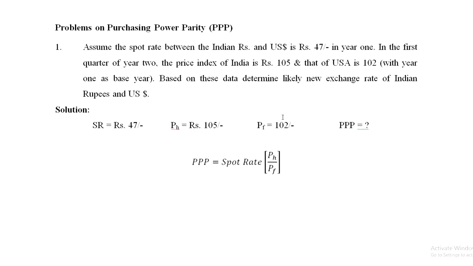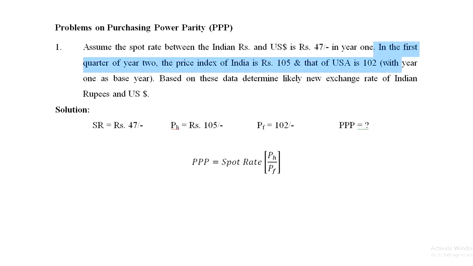Okay. Coming to the problems on purchasing power parity, the first one is: assume that the spot rate between the Indian rupee and US dollar is 47 in year 1, right? Spot rate between Indian rupees and US dollars is rupees 47 in year 1, which means that in order to purchase $1, an Indian should pay rupees 47 in the first year. This is what he says.